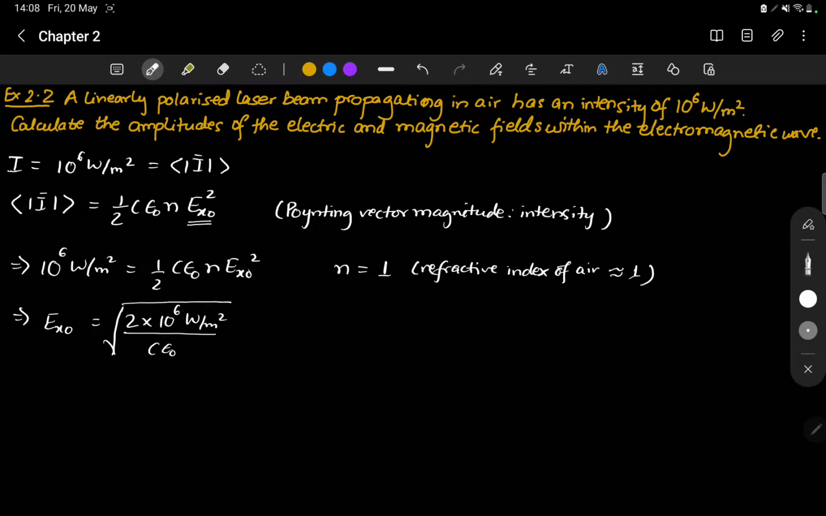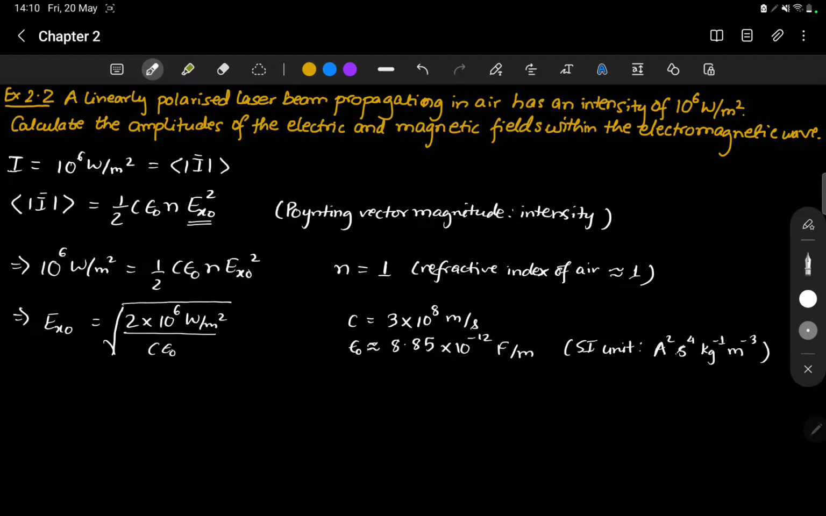Now we need to plug in the values and evaluate it. So let us do that. So the value of c, we all know, is 3 into 10 to the power 8 meters per second. The value of the permittivity of free space is roughly equal to 8.85 into 10 to the power minus 12 farads per meter. The SI unit of permittivity is ampere squared second to the power 4 kg to the power minus 1 meter to the power minus 3. This is the SI unit of permittivity of free space.